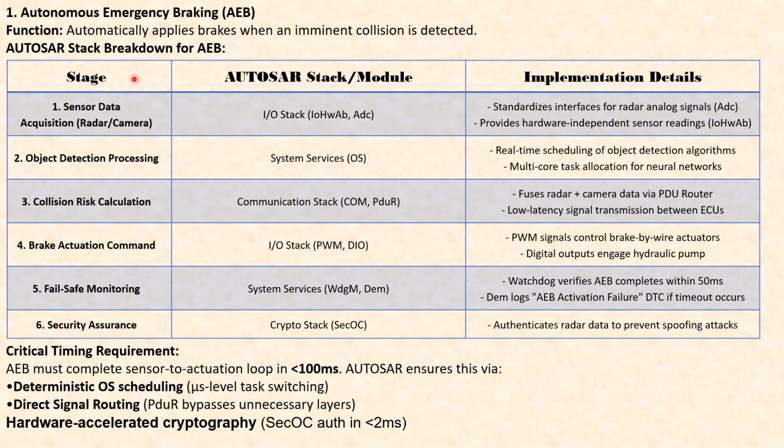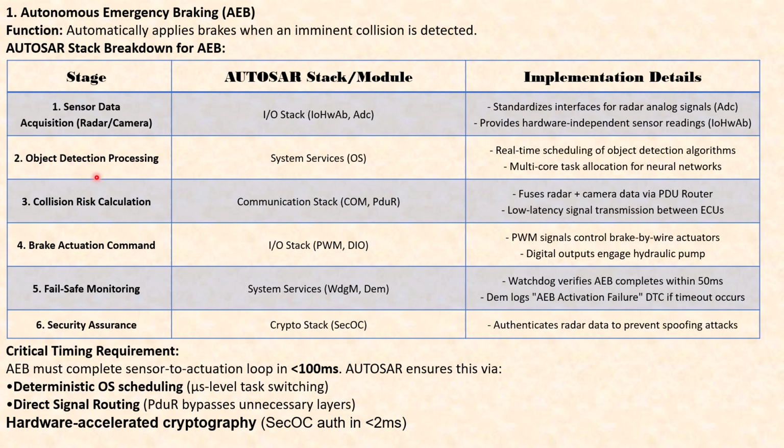Now, when it comes to the different stages and the Autosar stack breakdown for AEB, in stage 1, the sensor data acquisition, the data from the sensor is acquired and the concerned Autosar stack modules are the input output stack, which is IoHwAb. Please refer to the previous video for all these acronyms. And ADC. The implementation details are standardized interfaces for radar analog signals, and it provides hardware independent sensor readings. Alright, so this is what this particular stack implements.